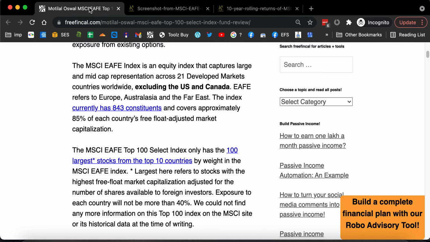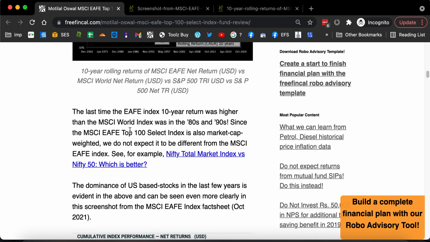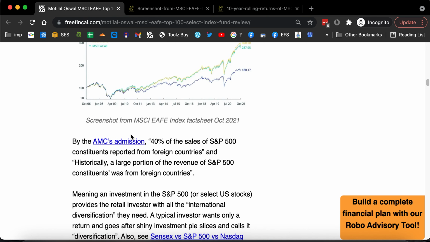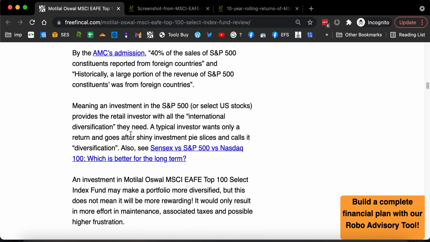If you look at the S&P 500, the same AMC has an S&P 500 index. If you look at the S&P 500 fact sheet, the brochure and so on, the AMC says 40% of the sales of the S&P 500 comes from foreign countries. So it's a significant revenue of the S&P 500 from abroad, and it is well diversified. They get revenue from all over the world. So if you invest in the S&P 500, you already have global diversification to a large extent.